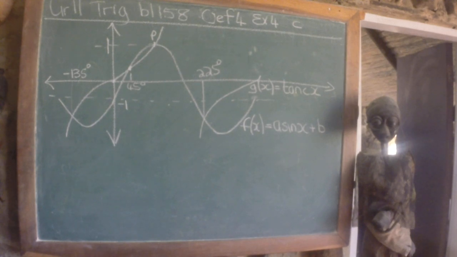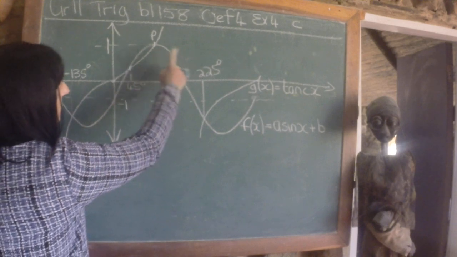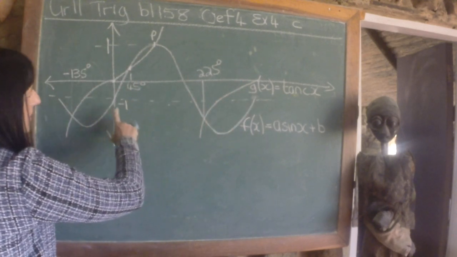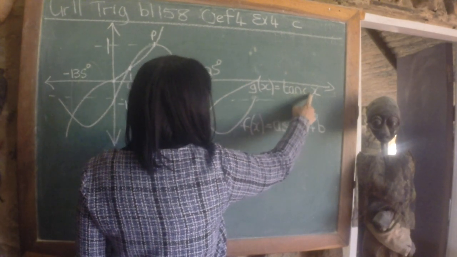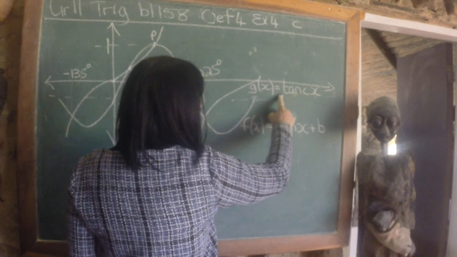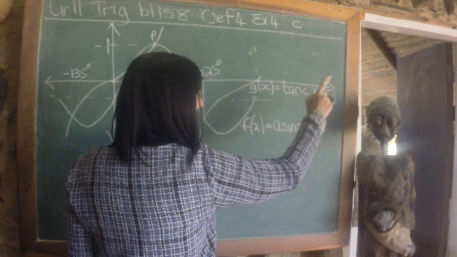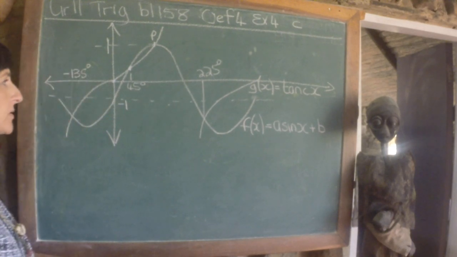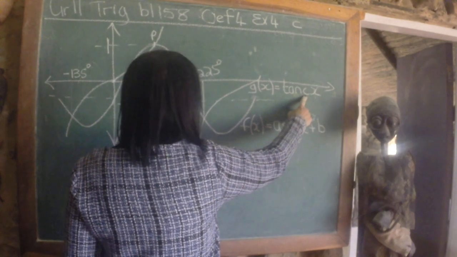En ons gaan kyk eerstens gou-gou na watter twee funksies is hierdie. Ons sien dat hierdie G is 'n tan-funksie, maar ons sien dat daar 'n periodeverandering is. The amplitude is 1, it didn't shift left or right, and it didn't shift upwards or downwards. Ons kan dit sien uit ons parameters. Daar is net 'n periodeverandering.